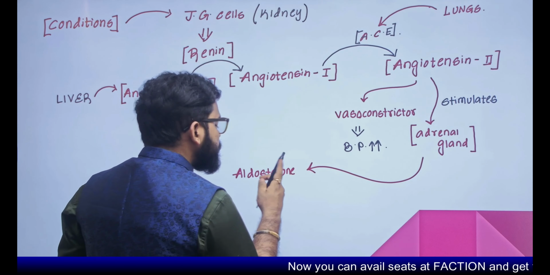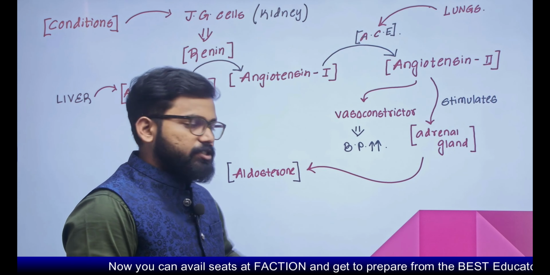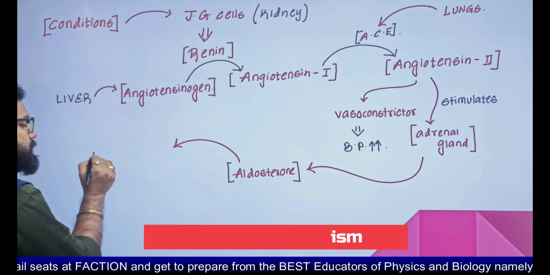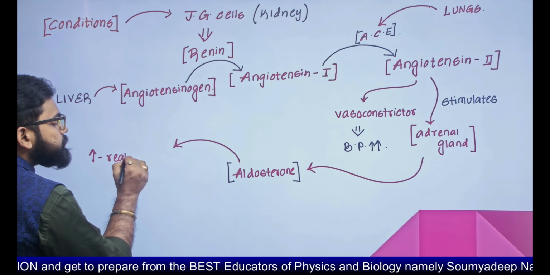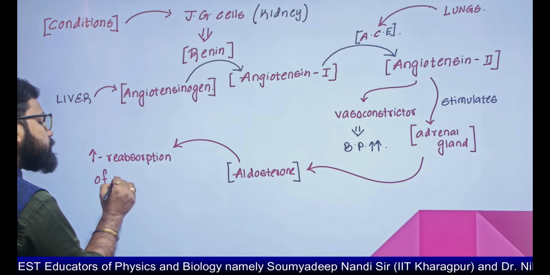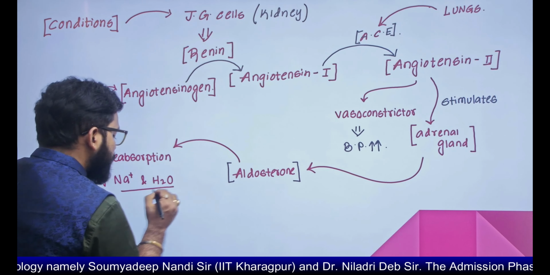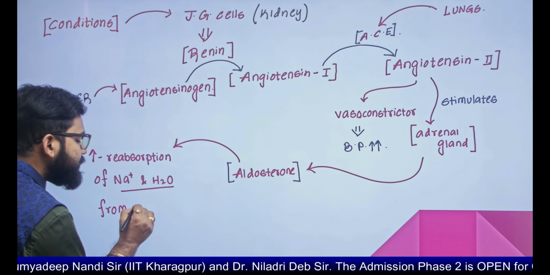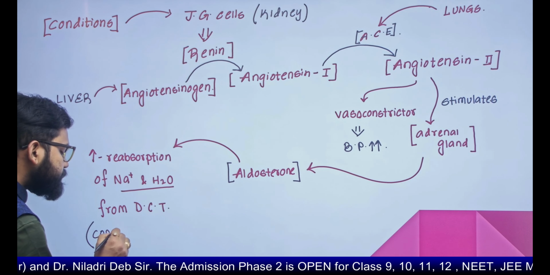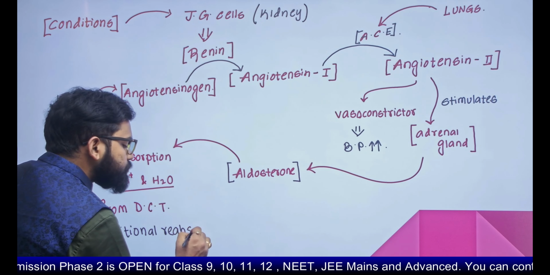Now, what is aldosterone? You must know, if you have studied excretion, that aldosterone has some functions. The first function is it increases the reabsorption of sodium ion and water from DCT, distal convoluted tubules. This is also called conditional reabsorption. Since it is influenced by some hormones, this is called conditional reabsorption.